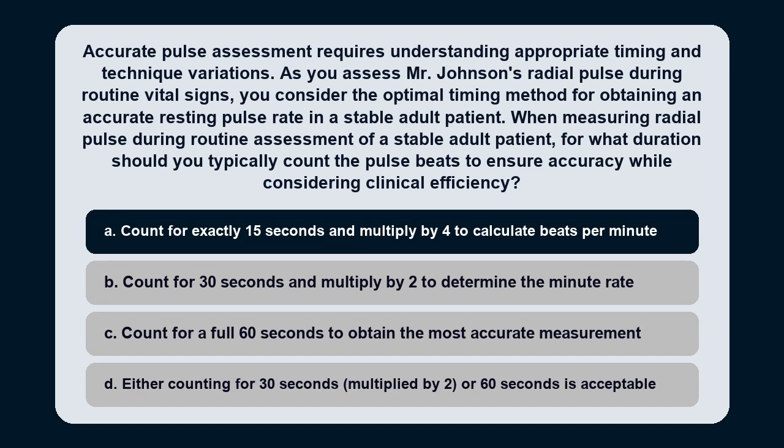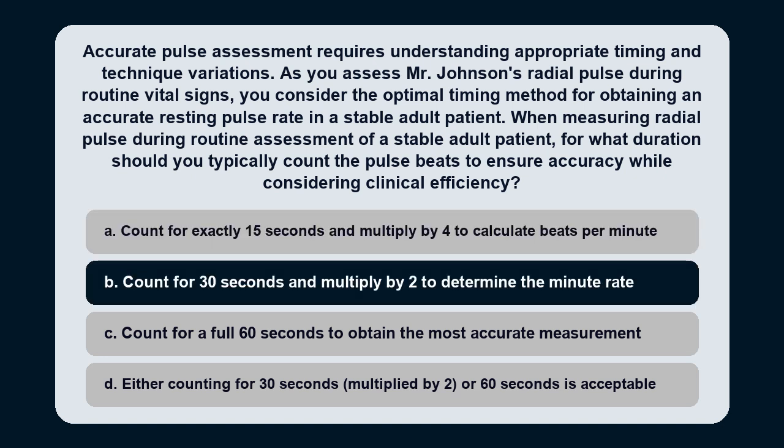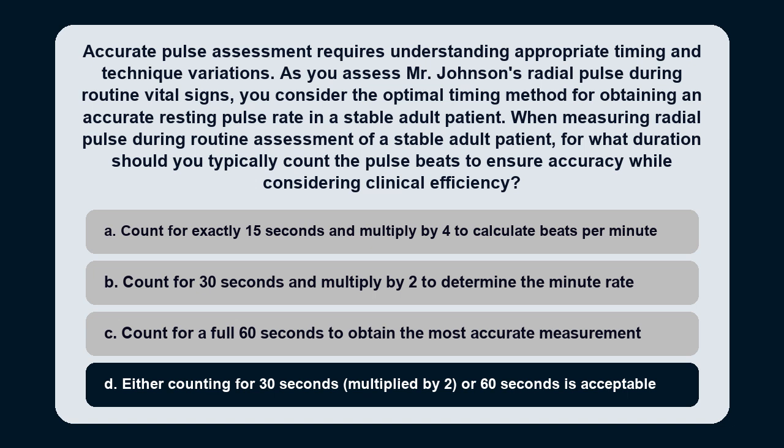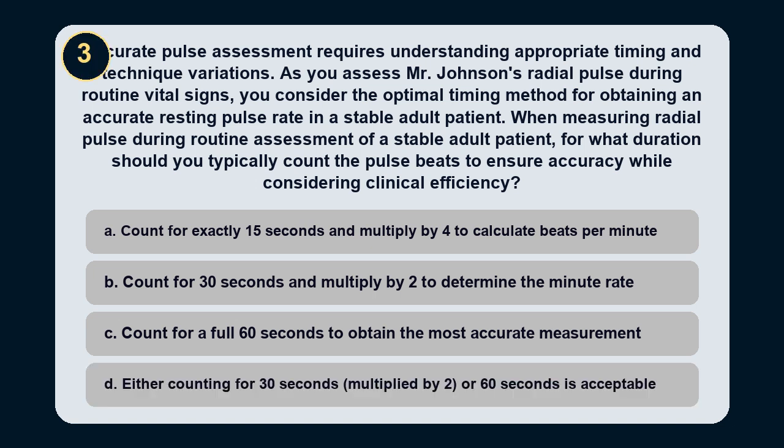Option A. Count for exactly 15 seconds and multiply by 4 to calculate beats per minute. Option B. Count for 30 seconds and multiply by 2 to determine the minute rate. Option C. Count for a full 60 seconds to obtain the most accurate measurement. Option D. Either counting for 30 seconds multiplied by 2 or 60 seconds is acceptable.